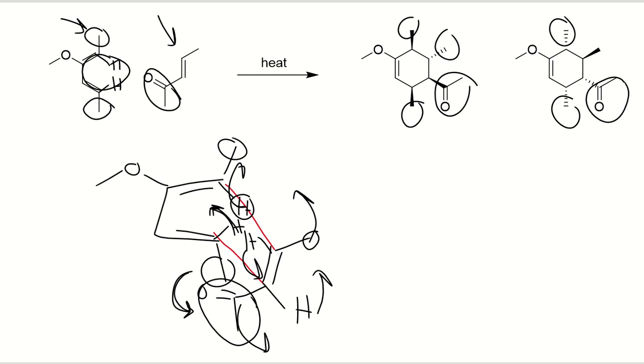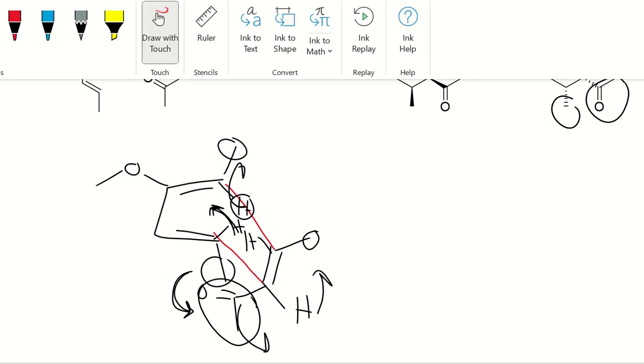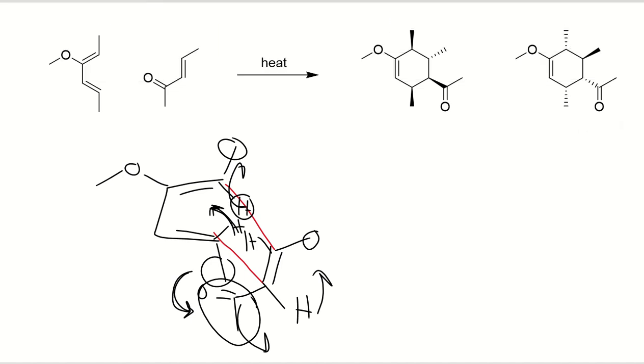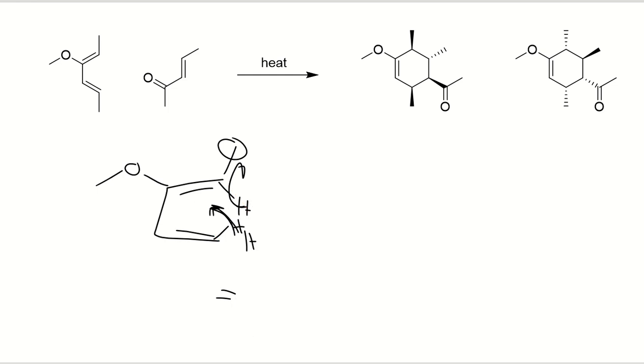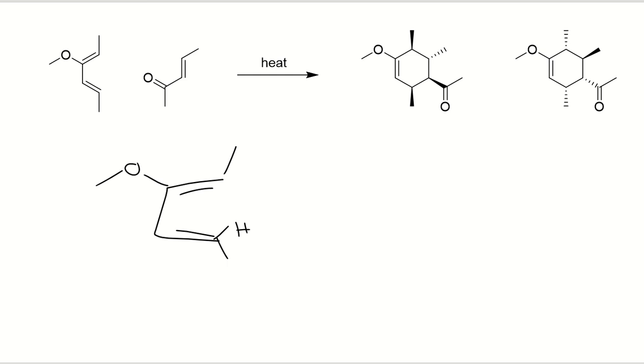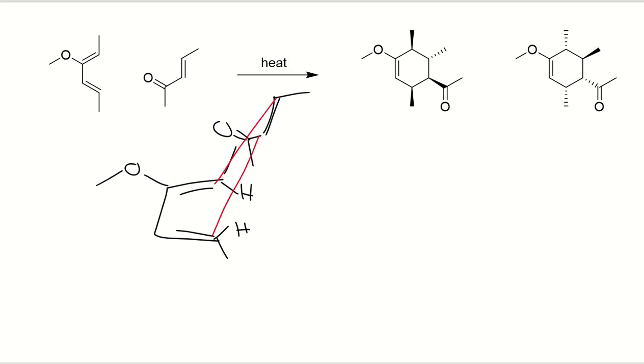Now, again, the dienophile can either approach from the bottom or the top of our diene. And so the other possibility would have been, let's draw this again, having our dienophile come from up here, and we would form, I should use a different color there, that bond and that bond.